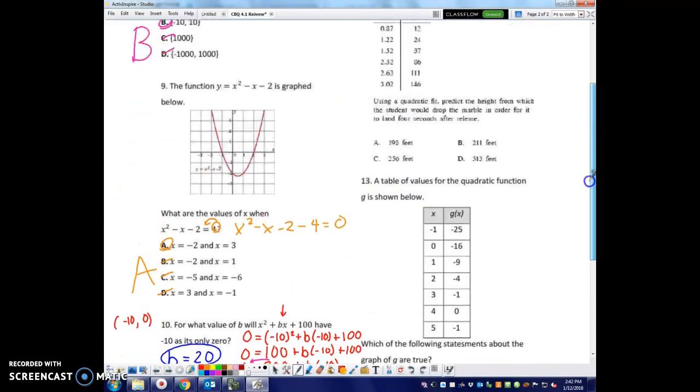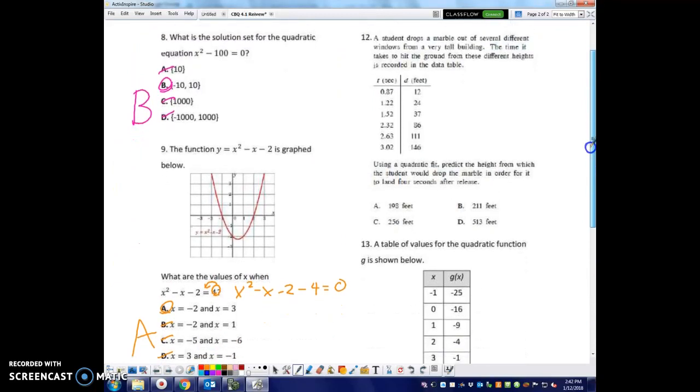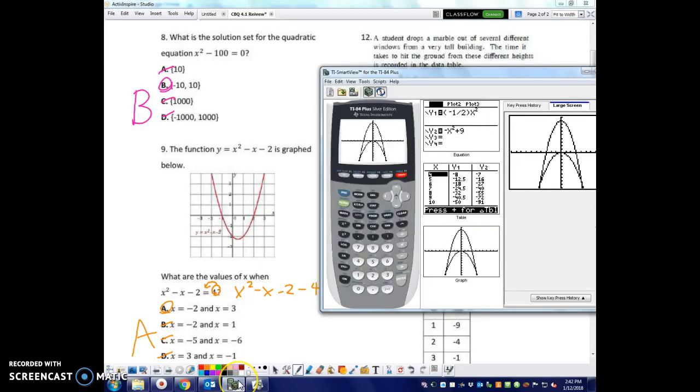All right, so now going to number 12. It says a student drops a marble out of several different windows from a very tall building. The time it takes for it to hit the ground from these different heights is recorded in the data table below. Using the quadratic fit, predict the height from which the students would drop the marble in order for it to land 4 seconds after release. Seconds is our x, right? So 4 is going to be our x. Let's find our equation.